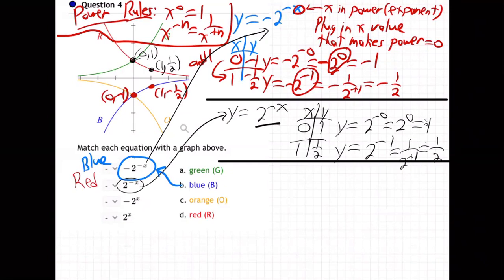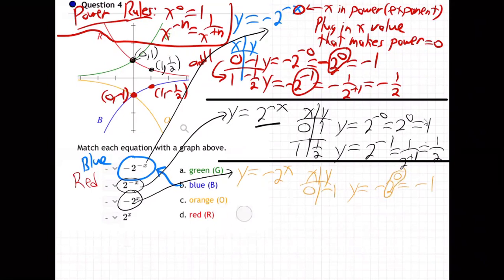Next, number 3. So, y equals minus 2 to the x. Let's make an xy chart. You know the deal. Plug in 0. y equals minus 2 to the 0, which is minus 1, right? Again, that 0 power only affects the 2. The minus just sits there, over 0 down 1.